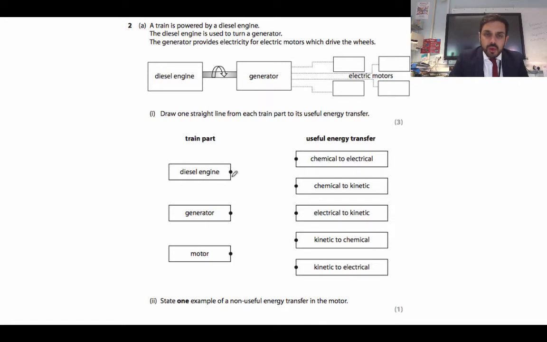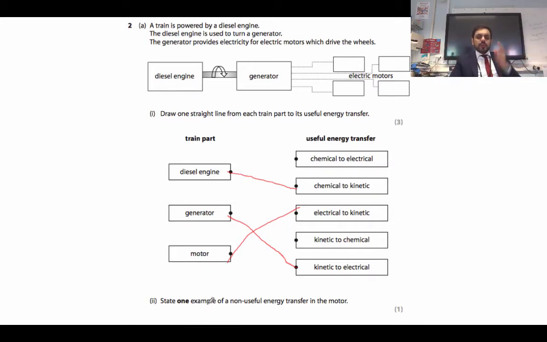Okay, now what's the goal of a diesel engine? In the engine, you put fuel. So you're putting chemical in. That chemical energy turns a generator. So it must be chemical to kinetic. Now, what does the generator do? The generator turns. So you've got kinetic energy turning into electrical energy. And then finally, what do your motors do? Your motors turn the electrical energy into kinetic energy, which makes you move. So you just have to think about the scenario. All you're doing is changing from one energy transfer to the other.